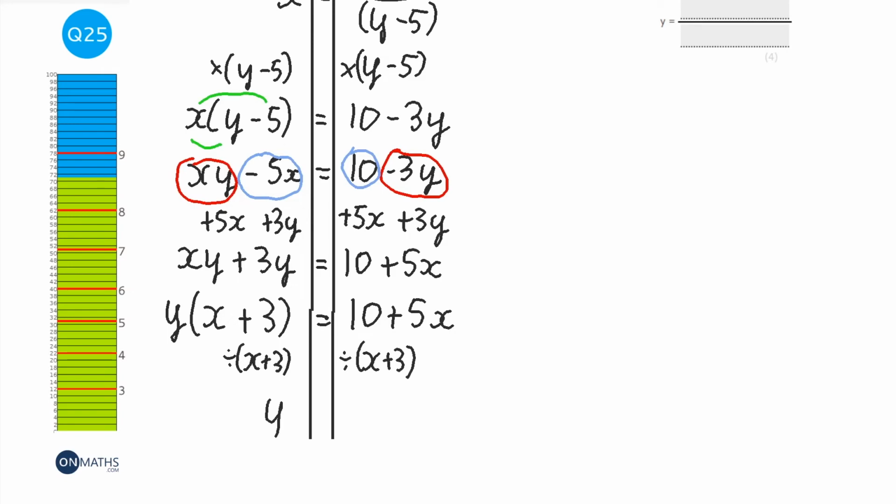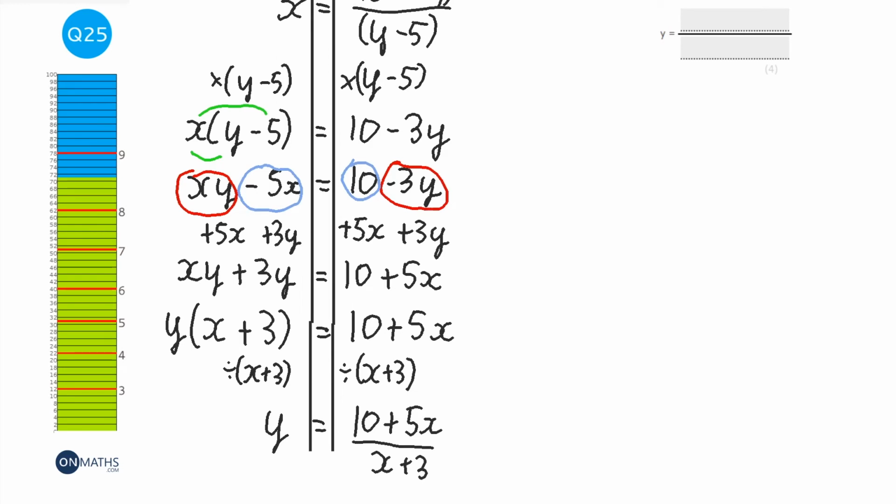So we get y equals 10 plus 5x over x plus 3. So let's put that into our answer box. Now it can be either way around here. It could be 5x plus 10. That's absolutely fine. Still the right answer. Over x plus 3.